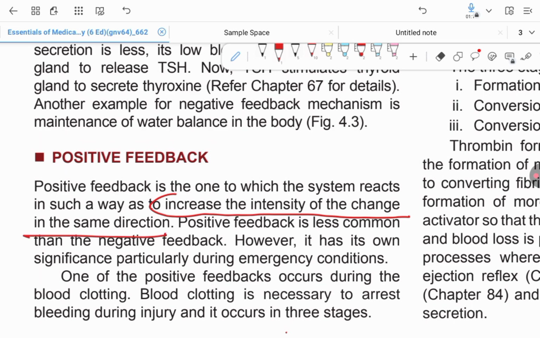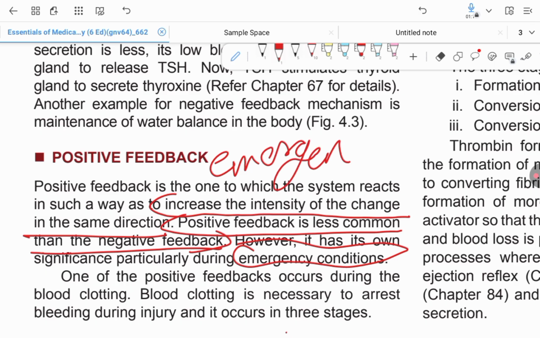Positive feedback is less common than negative feedback. Negative feedback is the most common. However, positive feedback has its own significance, particularly during emergency conditions. So the main characteristic of positive feedback is that it occurs in emergency conditions.